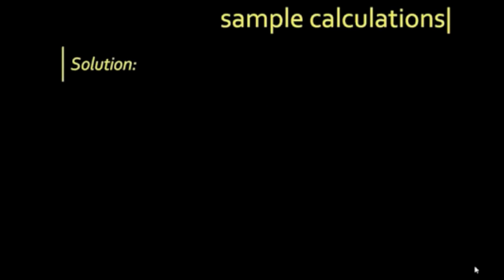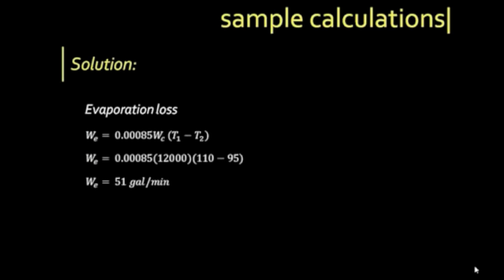For the solution, the formula for getting the evaporation loss is 0.0085 times WC times T1 minus T2. Let's substitute the numbers. T1 is actually the inlet water temperature, 110, and T2 is the outlet water temperature, 95.